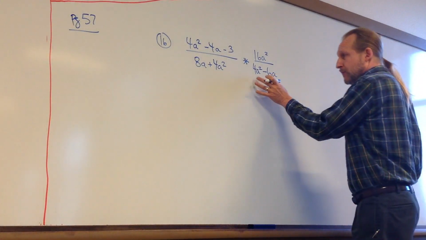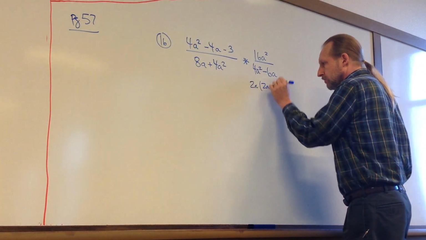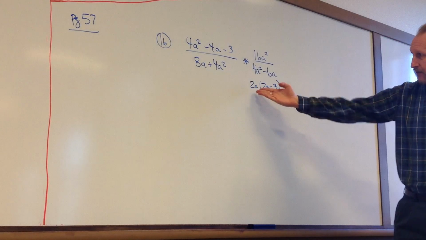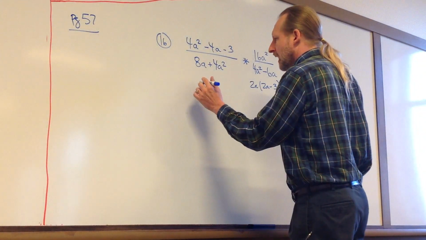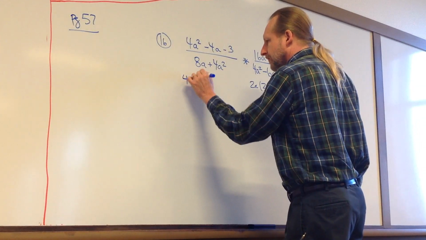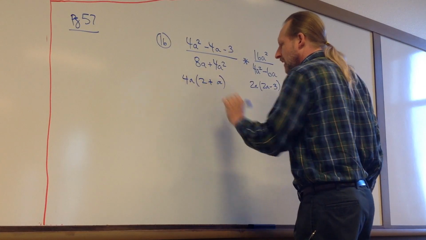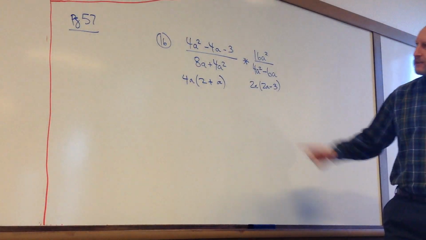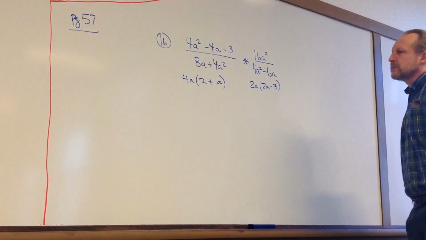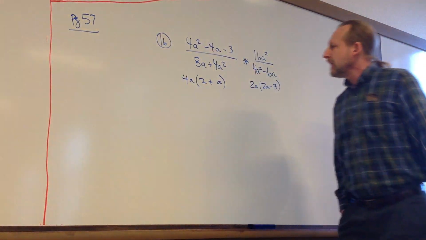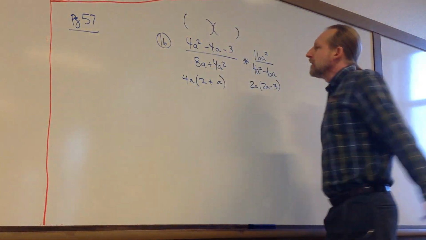Down here, we've got a common factor of 2a. And so we can rewrite this as 2a times 2a minus 3. Over here, let's see. Looks like there's a common factor of 4a. And so then if we factor out that 4a, we'll be left with 2 plus a inside the parentheses. This is the only one that really involves a significant amount of work in terms of factoring.